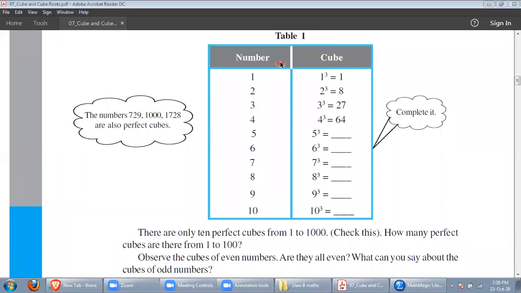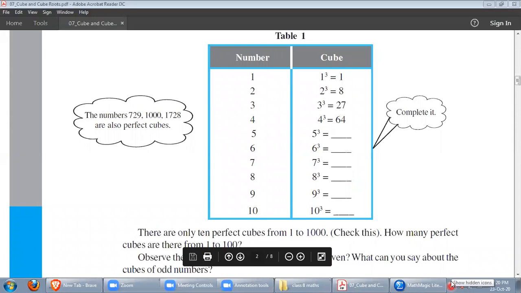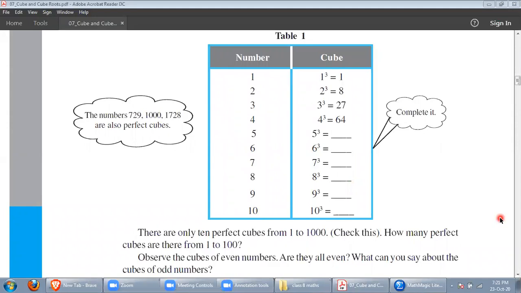Yes, anybody? No, I'm sorry, that's not the right answer. I'm asking about perfect square, not cubes. Oh, square. If you remember, 1 square is 1, 2 square is 4, 3 square is 9, and it goes on like that. Then 10 square equals 100. So tell me, how many perfect square numbers are there from number 1 to 100?